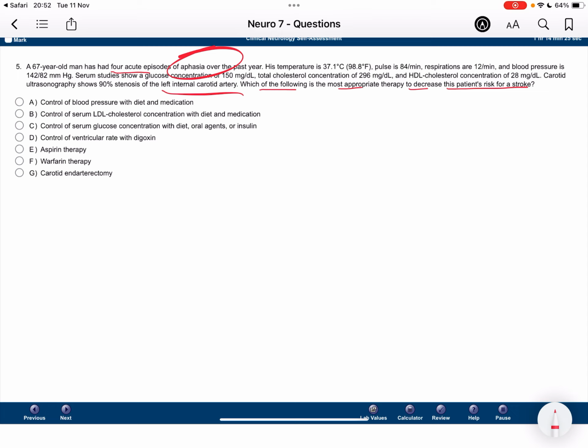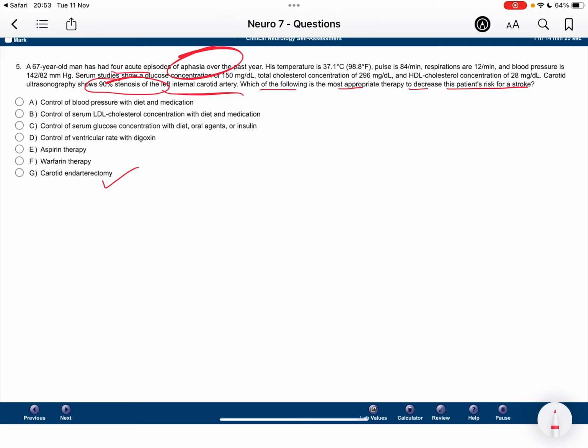Given that this patient has 4 episodes of a similar problem, I am thinking that this patient might be developing a transient ischemic attack, and this is usually caused by hypertension, smoking, diabetes, hyperlipidemia, and hypercoagulable states as well. In this patient, everything is present, but the most important thing is an ultrasound with 90% stenosis of the left internal carotid artery. That is what I can remember. So I need to make sure that I correct the carotid artery first. So carotid endarterectomy is the most appropriate therapy to decrease the patient's risk for a stroke.